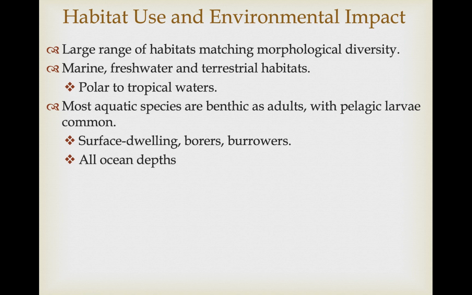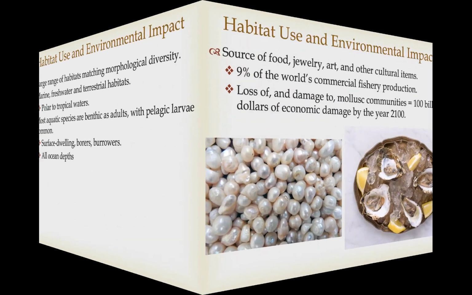So as I mentioned, this is a big group with a huge range of habitats that match their morphological diversity. So they're marine, freshwater, and terrestrial habitats, polar waters, tropical waters, and all kinds of terrestrial environments as well. And as a matter of fact, the largest group, the gastropods, are found in all three of these major environmental types. Most of the aquatic species are benthic as adults, but they do show pelagic larval forms that are used for dispersal. We have surface dwellers, borers, burrowers, and they're found at all different ocean depths.